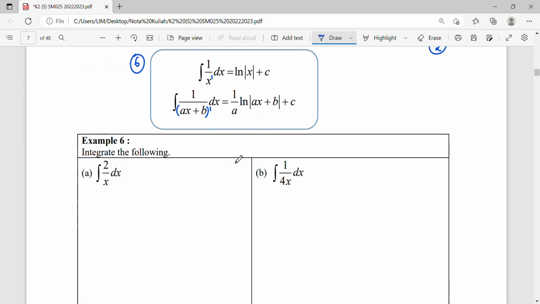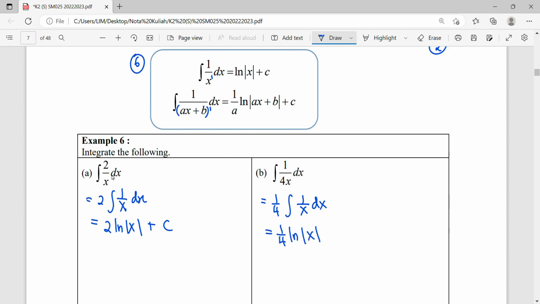Alright. So like example 6, 2, we factorize out. Integrate 1 over x. We get ln x. So integrate 1 over x, we get ln x. So for this one, constant factorize out. Leaving here is 1 over x. So integrate 1 over x, we have ln x plus c.